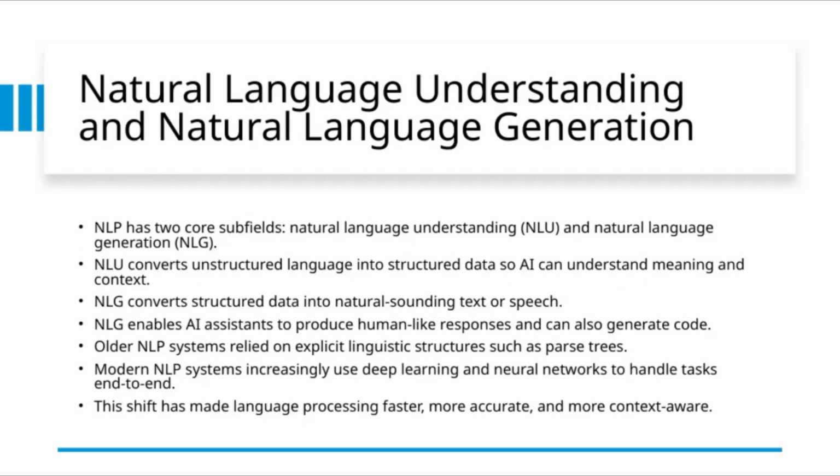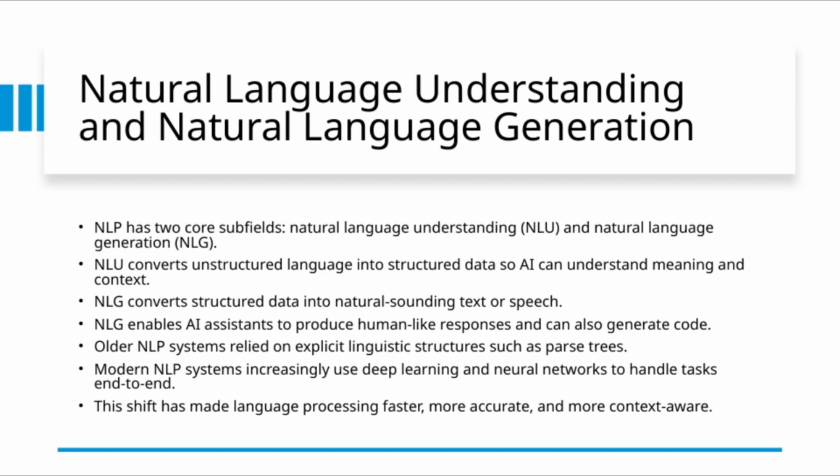Natural language processing breaks down into two main parts, understanding and generation. Natural language understanding, or NLU, takes messy, unstructured language and turns it into clear, structured data that AI can actually make sense of. On the flip side, natural language generation, or NLG, takes that structured data and transforms it back into natural, human-like text or speech. This is how AI assistants respond in ways that feel real and even generate code.